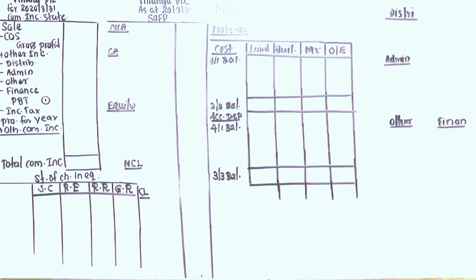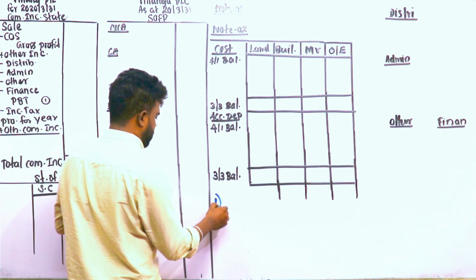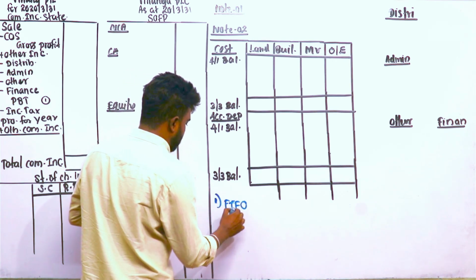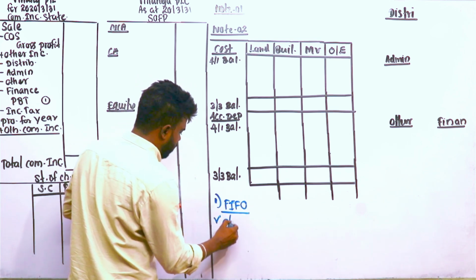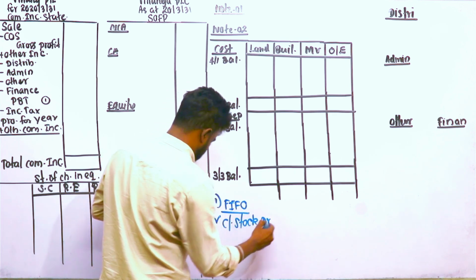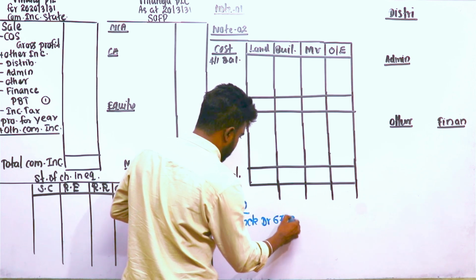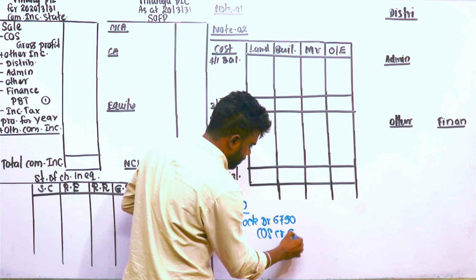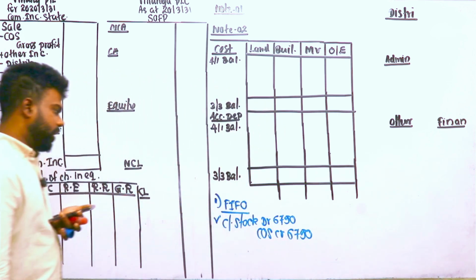6,750. Therefore, according to the FIFO method, the correct value is how much? This is the correct double entry. Closing stock debit 6,750. Cost of sales credit 6,750. This is the correct one.